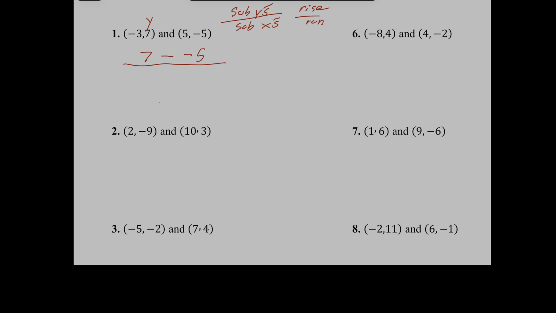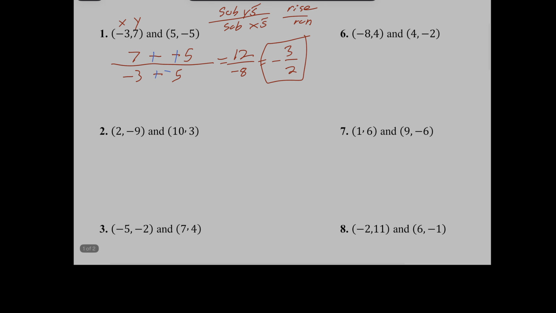Now, because I started there, on the bottom, I have no choice. I have to start with the same one. So it has to go -3 minus 5. Okay, once I do that, I go add a line, change the sign, add a line, change the sign. And I'm going to get 7 plus 5 is 12. -3 plus -5 is -8, which reduces to a -3 over 2. And that, my friends, is our slope.